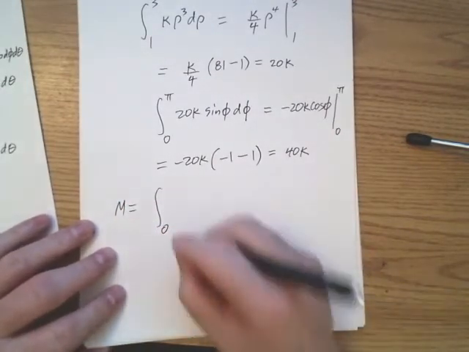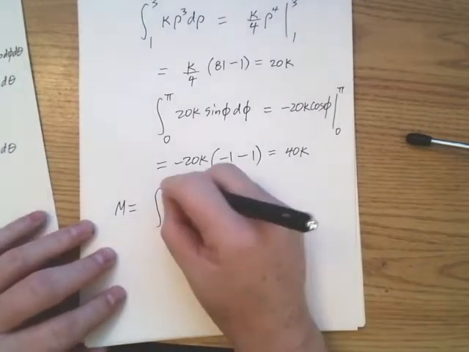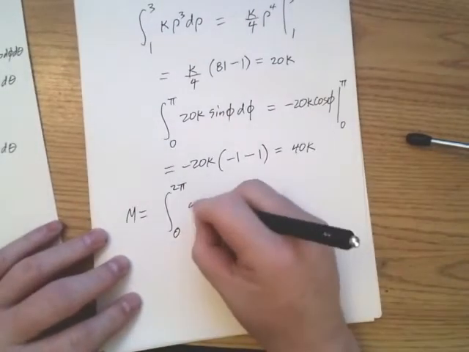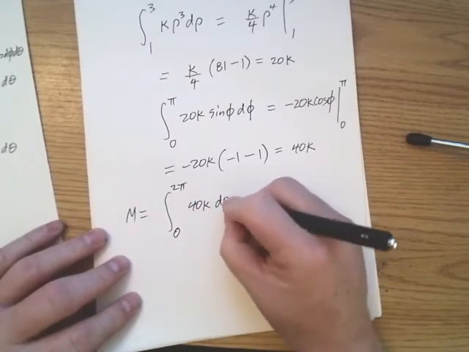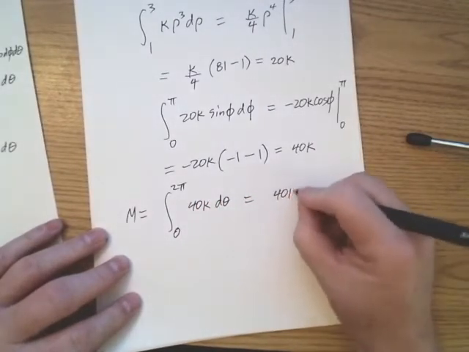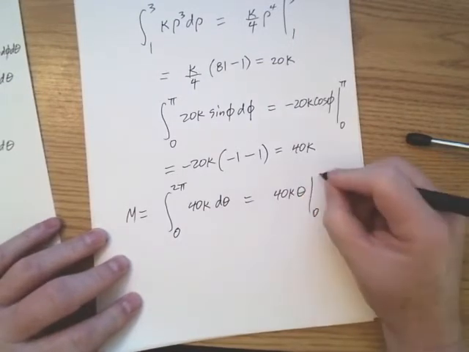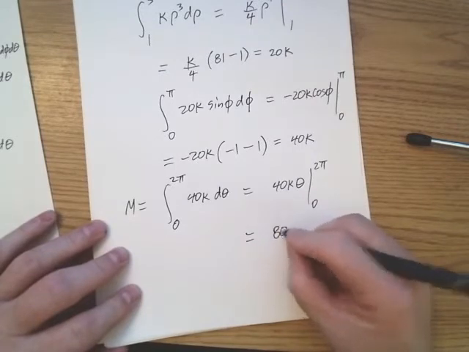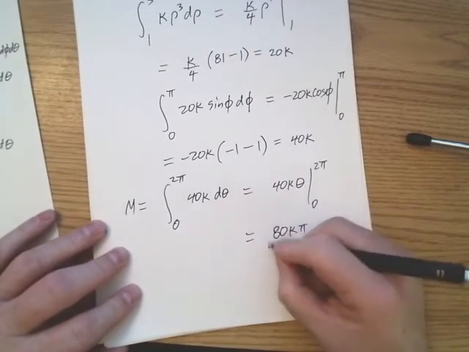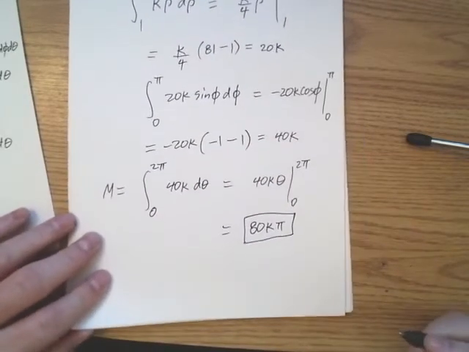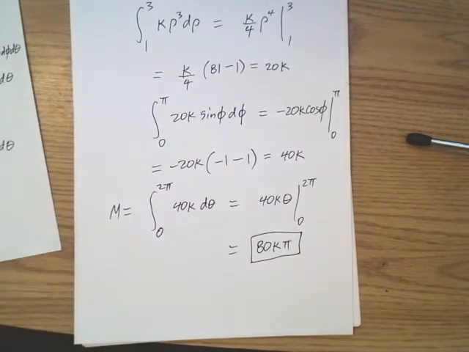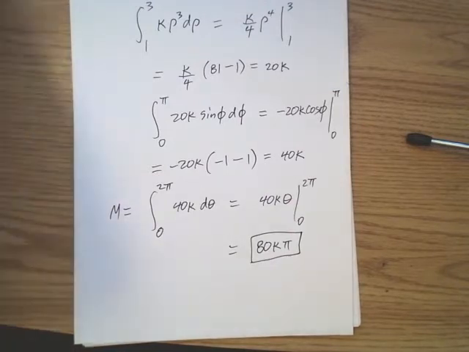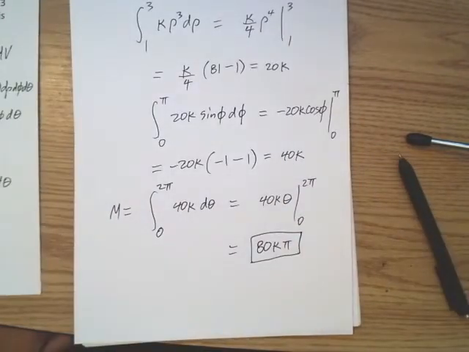And then finally, to get my mass, I didn't give you measurements, maybe it's grams or kilograms or something. Anyway, 0 to 2 pi, 40k d theta. And you can see that's 40k times theta going from 0 to 2 pi. You can see in your head that that's going to be 80k pi in whatever measurements, kilograms or whatever. So this one turned out to be pretty simple, which we would expect from the geometry involved. Fortunately, the integrand was pretty simple, a pretty easy density function there.